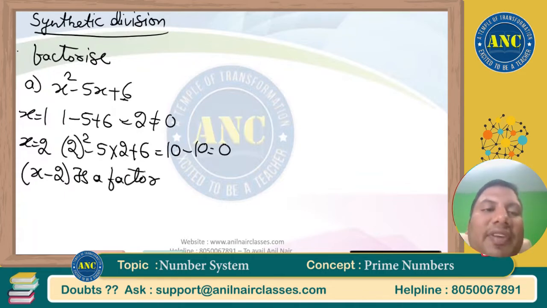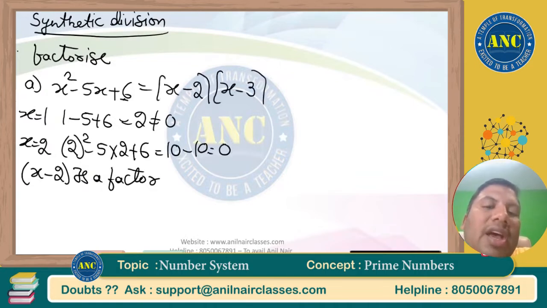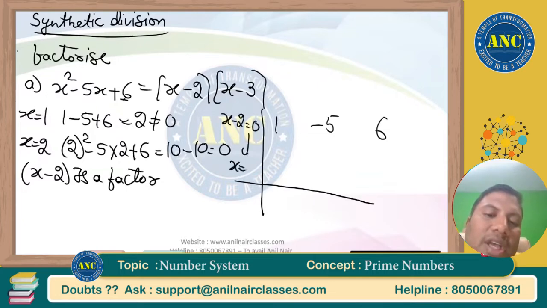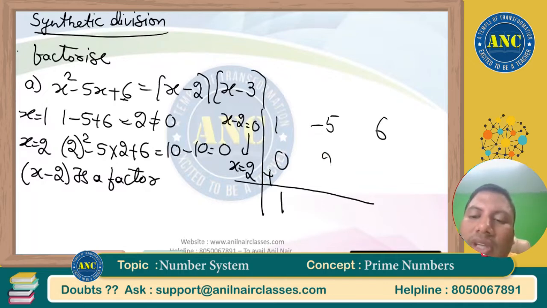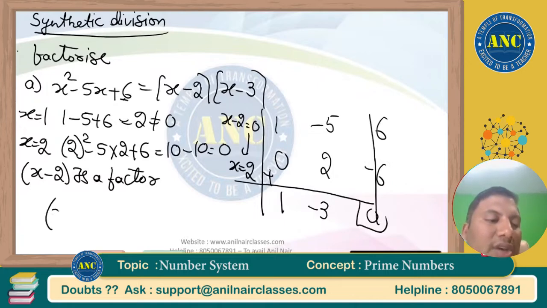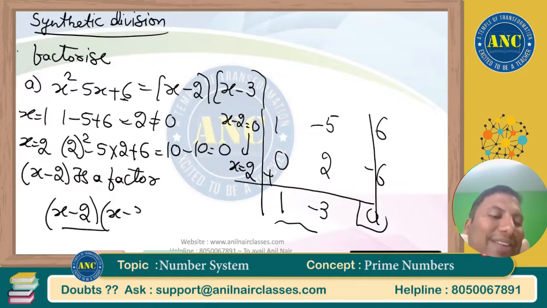How to generate another factor? Simply, you all know it is x minus 2 into x minus 3. By using synthetic division, how to get x minus 3? Write the coefficients: 1, minus 5, and the constant 6. x minus 2 is a factor, so x equals 2. Start with 0. 1 plus 0, 1. 1 twos are 2. Minus 5 plus 2, minus 3. 2 into minus 3, minus 6. 6 minus 6, 0. That means one is x minus 2 and another is x minus 3.